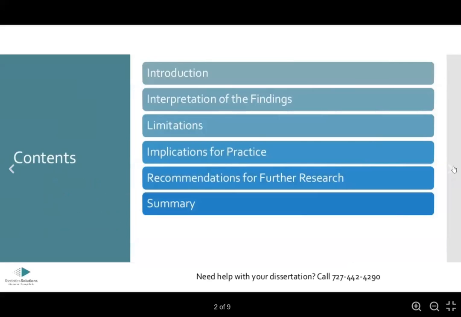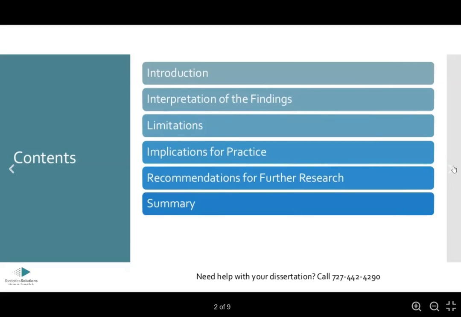So just to get started on the discussion chapter, like most chapters in your dissertation, this is going to begin with the introduction. Here on this slide, I've listed out the different components that will go in this chapter. So you'll start off with that introduction. You'll go into the interpretation of the findings. Then you'll want to talk about some limitations, implications for practice, recommendations for future research, and then you'll finish it off with a summary, very similar to the other chapters.